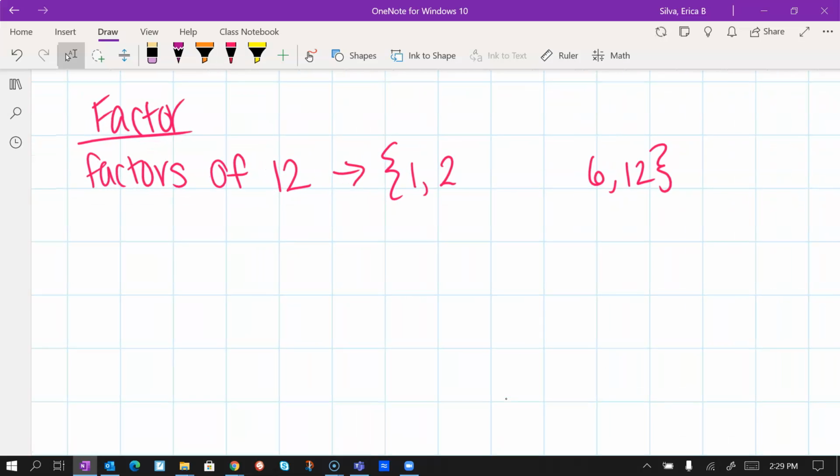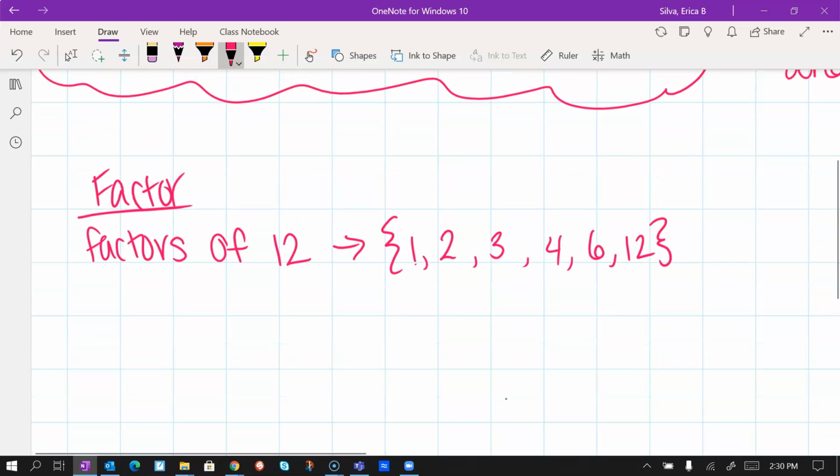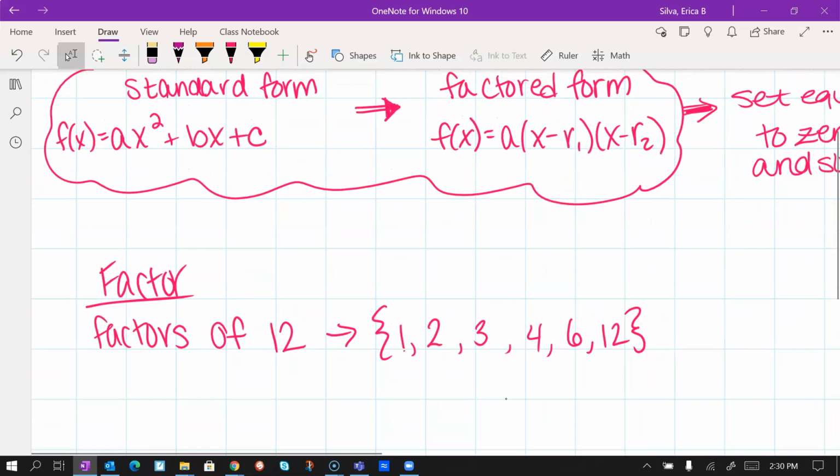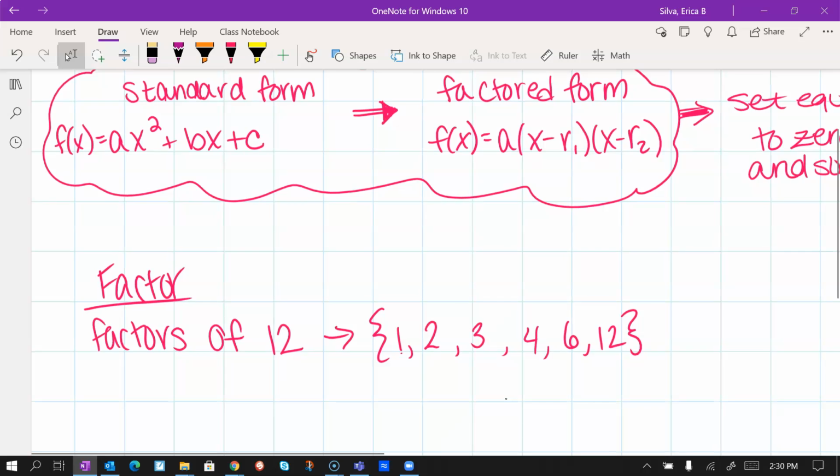What are other factors of 12? 3 and 4. Yeah, we have 1 and 12. We have 3 and 4. Is there anything else? No. Those are all the factors of 12. So when we look at standard form, we got to standard form by multiplying two binomials.